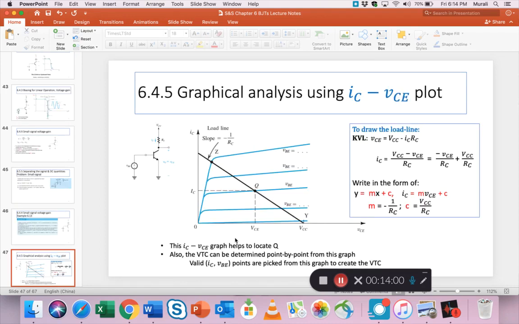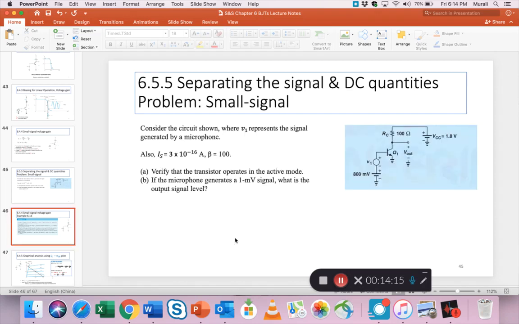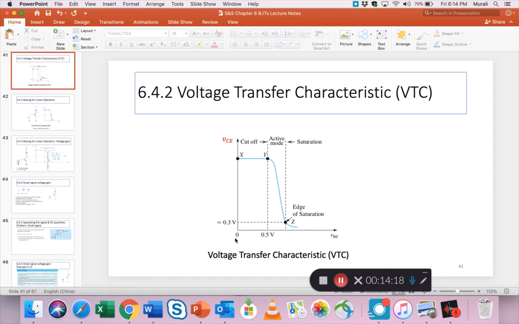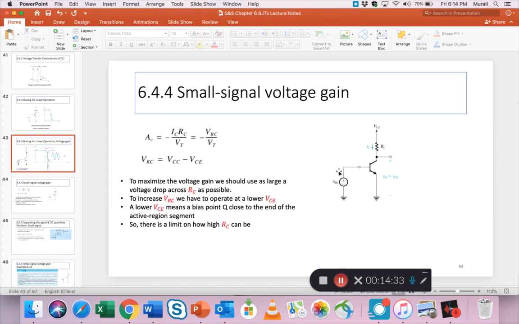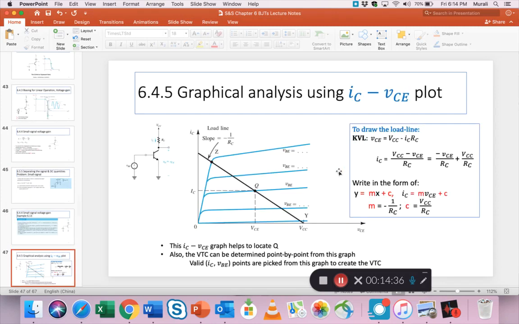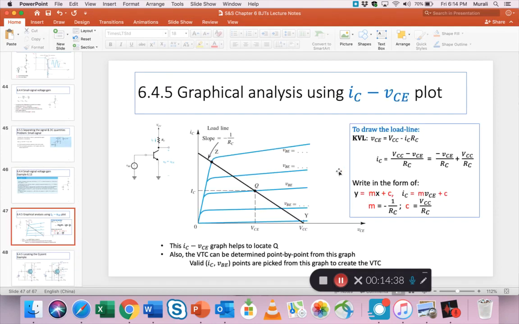Okay, so moving on, how do we create that VTC? The voltage transfer curve gives us a lot of information, and let me just show you that one more time, the voltage transfer characteristic. This is important because right in the middle is where we find the Q point, and then we create the amplifier. But to create this VTC you need some data, and what we are being told in slide 47 is that there is a way to create the VTC.